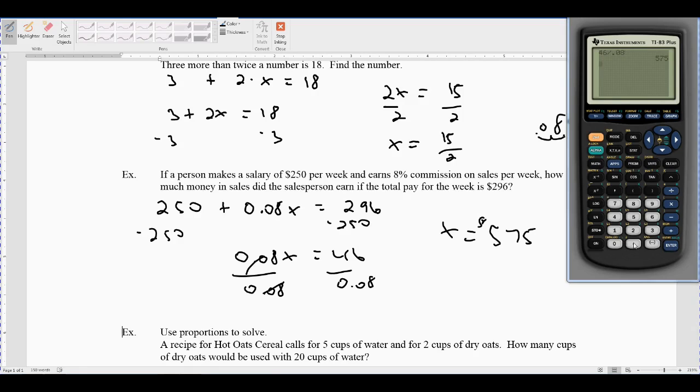Let's see if that's correct. So if you take 8% of 575, we get $46, and add that back on to 250. Does that equal 296, which is the total? Yes, it does.